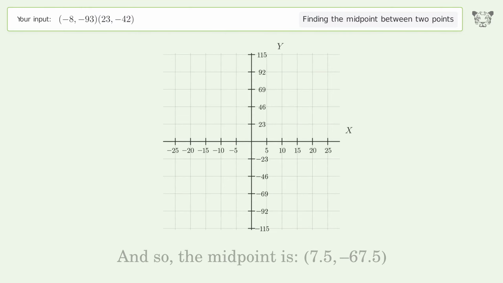And so, the midpoint is 7.5, negative 67.5.